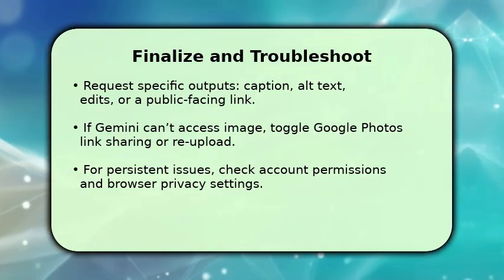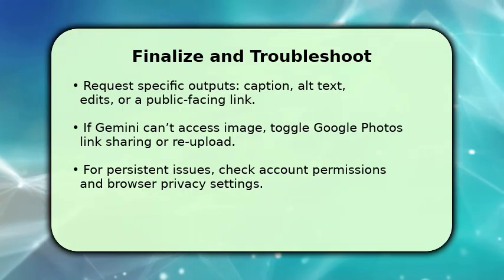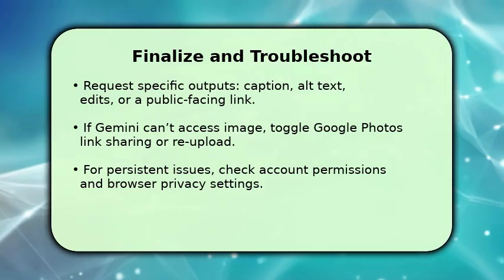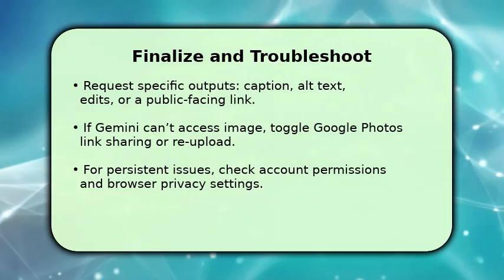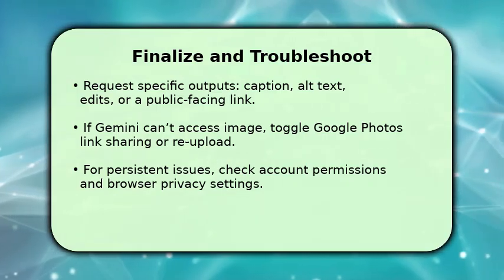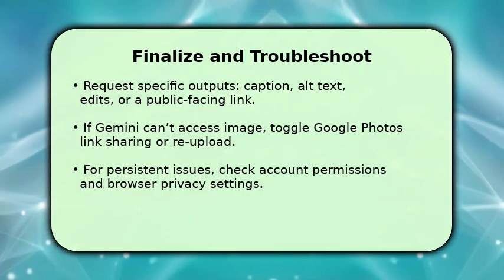If Gemini reports it cannot access the image, immediately toggle the link sharing off and on or re-upload the photo to refresh permissions. Make sure link visibility is set to anyone with the link. If problems persist, check account permissions, clear browser privacy extensions, and then retry. This single troubleshooting tip fixes most access problems.